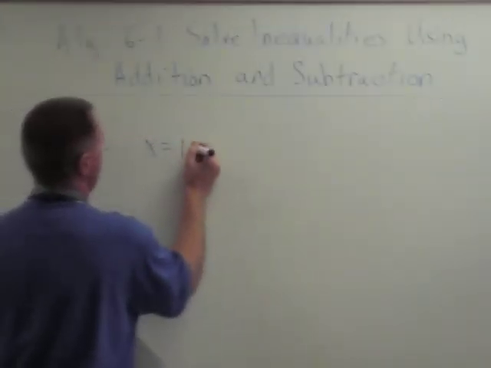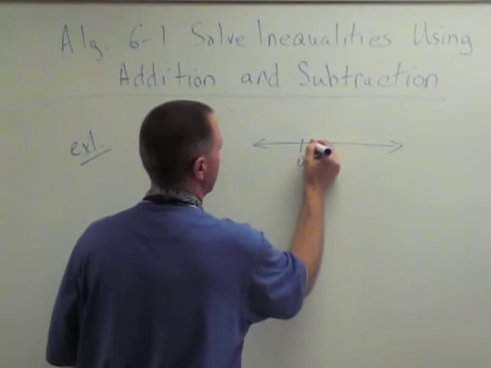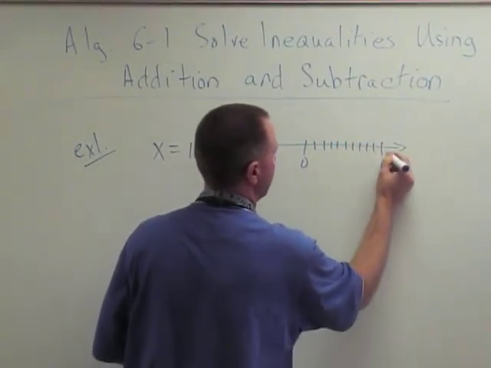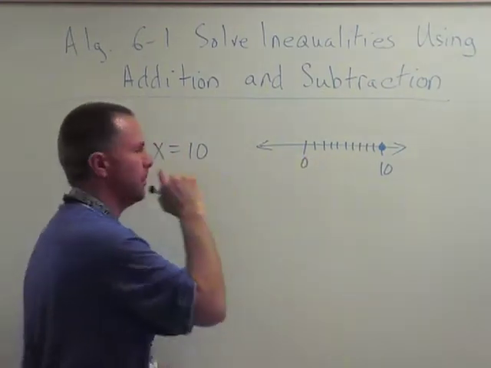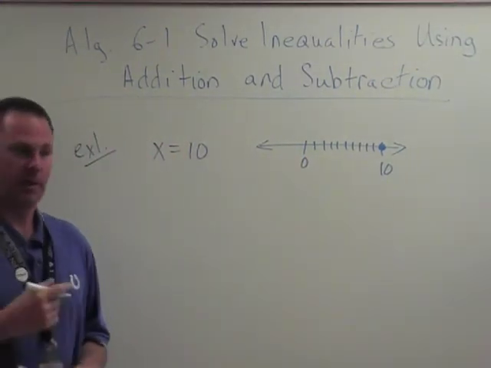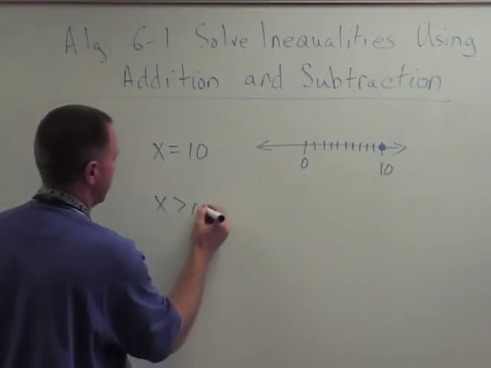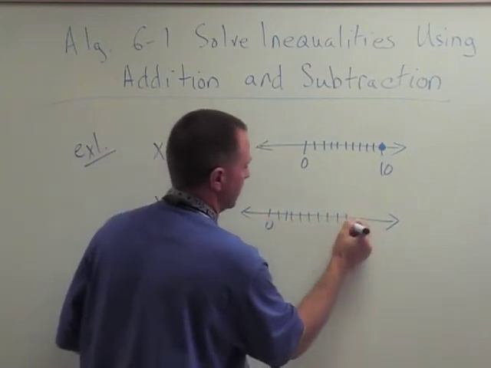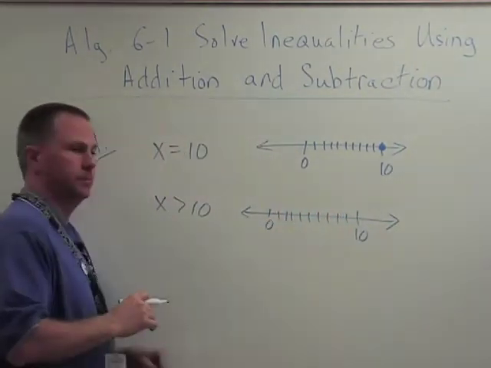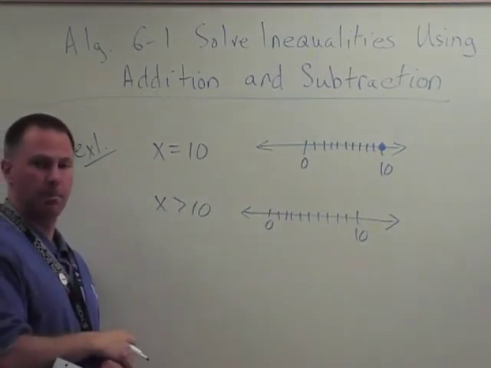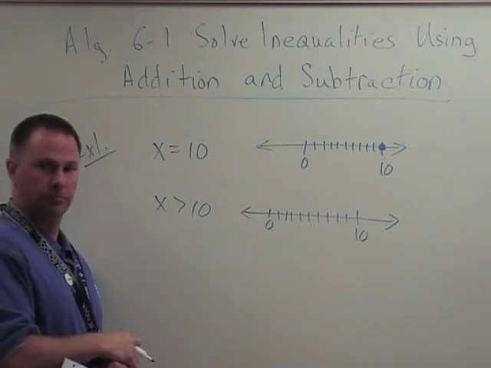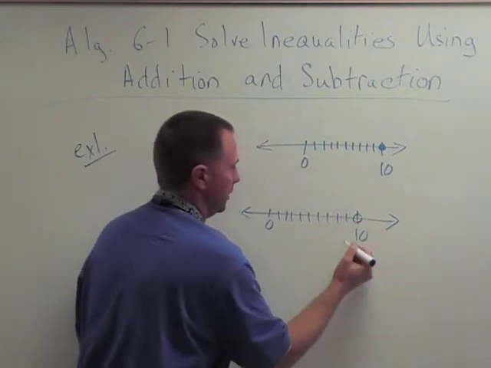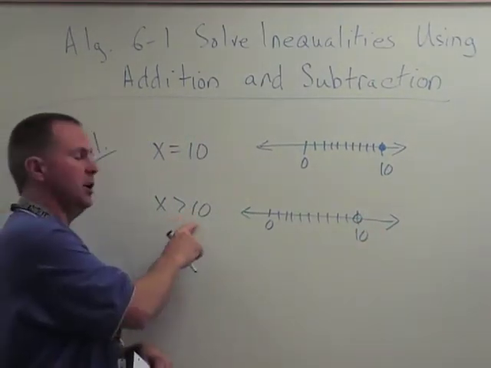If I said x equals 10 and asked you to put that on a graph, you'd go out to 10 and put a dot. Correct? Right? Yes. Now, if I said x is greater than 10, you would go out to 10 on your graph. And what would you do? Nick? You would put a circle that's not filled. Yep. An open circle or an open dot that's not filled in because it's not equal to 10.